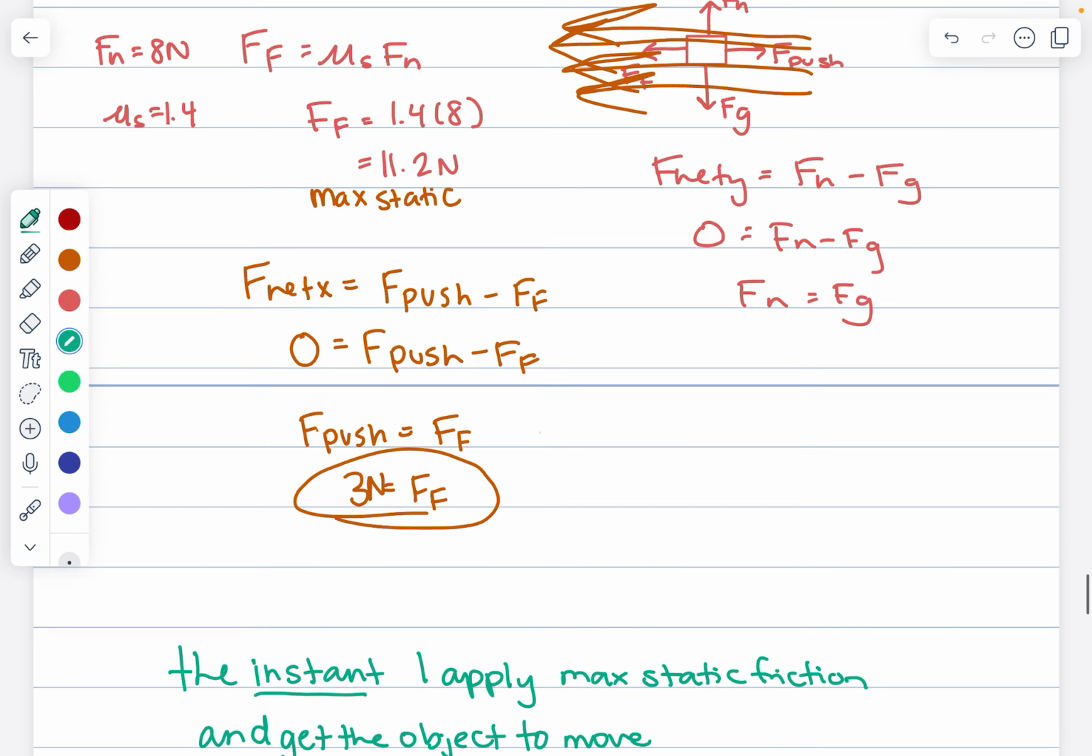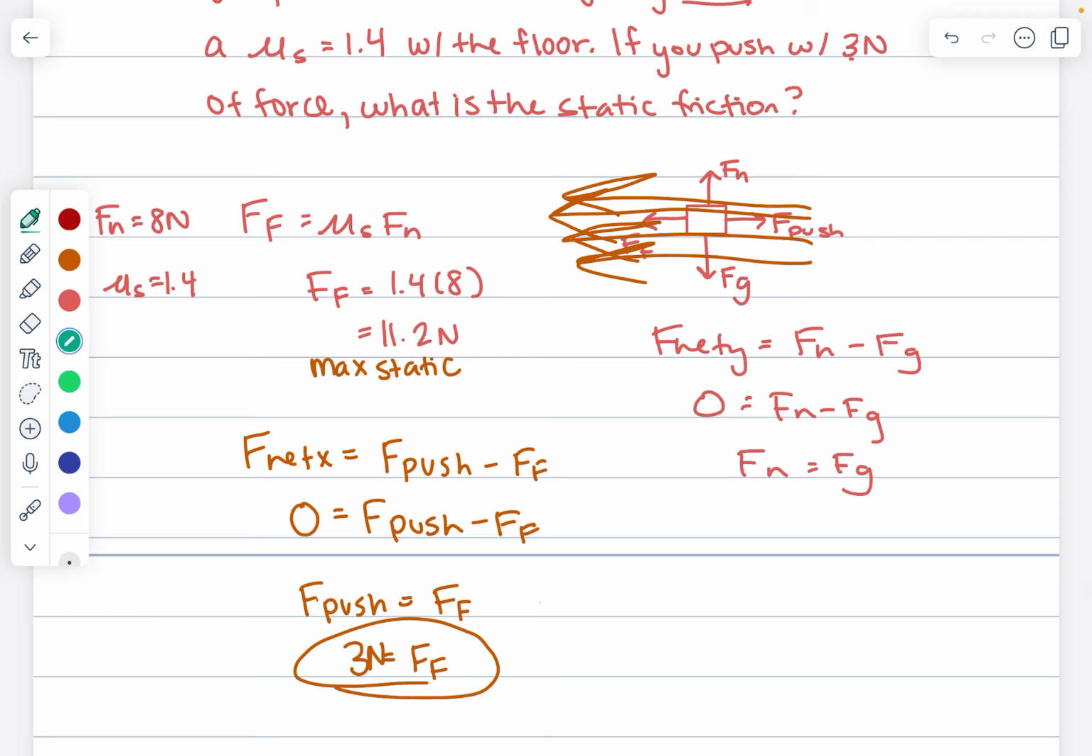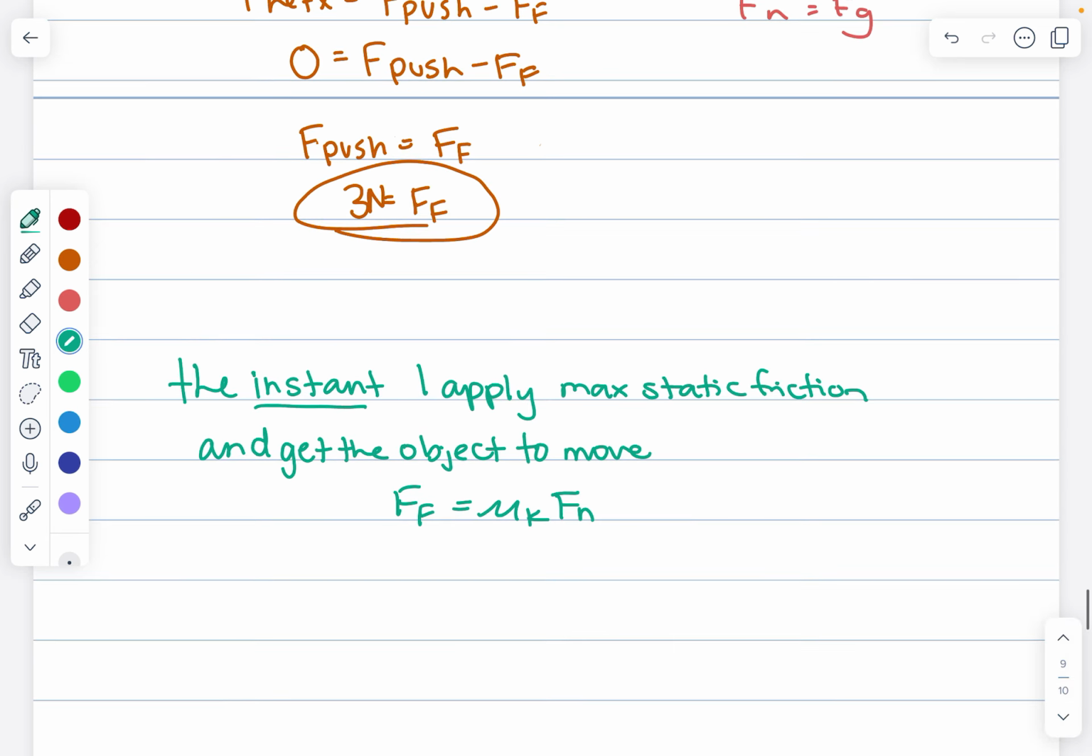So I can push from 0 to 11.2 newtons. From 0 all the way up to 11.19, the force of my push is going to equal the force of static friction. When I apply that maximum static friction of 11.2 as my pushing force, instantaneously I'm going to be pushing that object, and now the force of friction I am pushing against is UK Fn. All right? We'll talk more about friction in class.